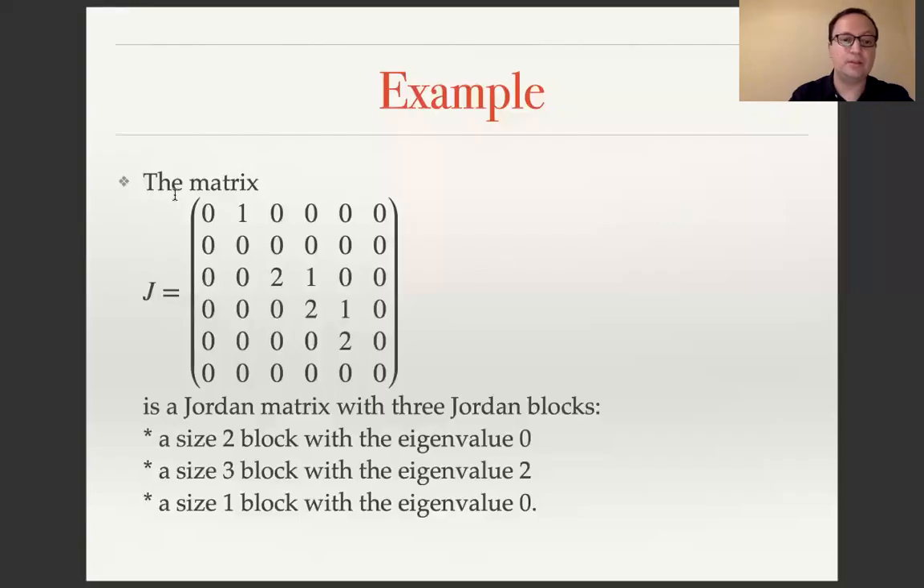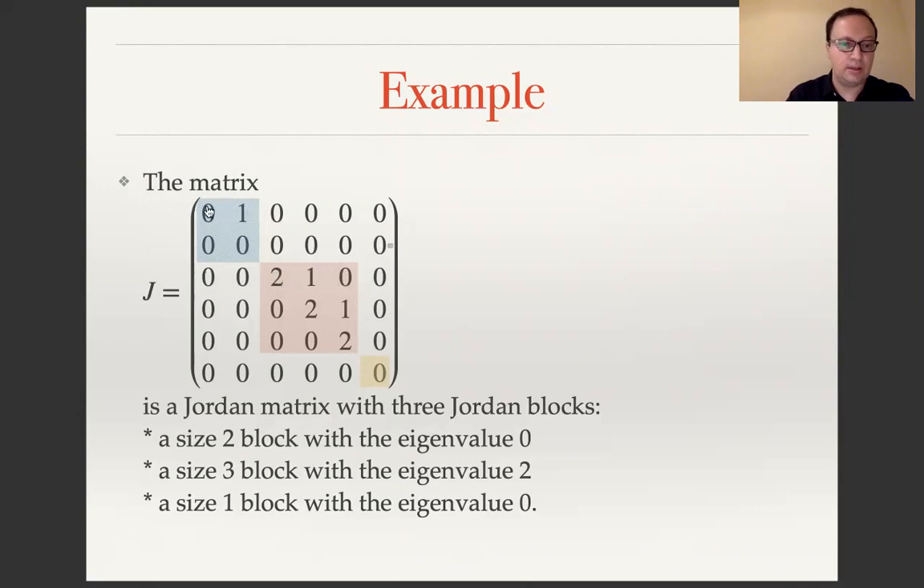So here is an example. This is a Jordan matrix. It has 3 Jordan blocks, namely a size 2 block with the eigenvalue 0 here in the upper left corner, then a size 3 block with the eigenvalue 2, and one more block with the eigenvalue 0. Here I have used some colored shades to mark these blocks.